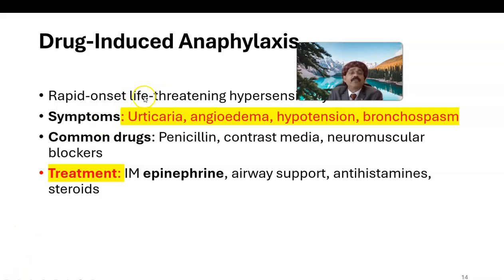Drug-induced anaphylaxis: rapid onset, life-threatening hypersensitivity. Symptoms: urticaria, angioedema, hypotension, bronchospasm. Common drugs: penicillin, contrast media, neuromuscular blockers. Treatment: intramuscular epinephrine, airway support, antihistamine, and steroid.